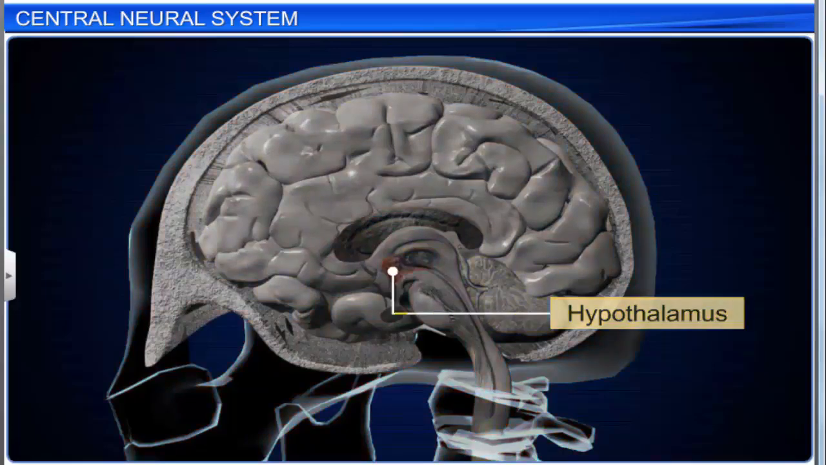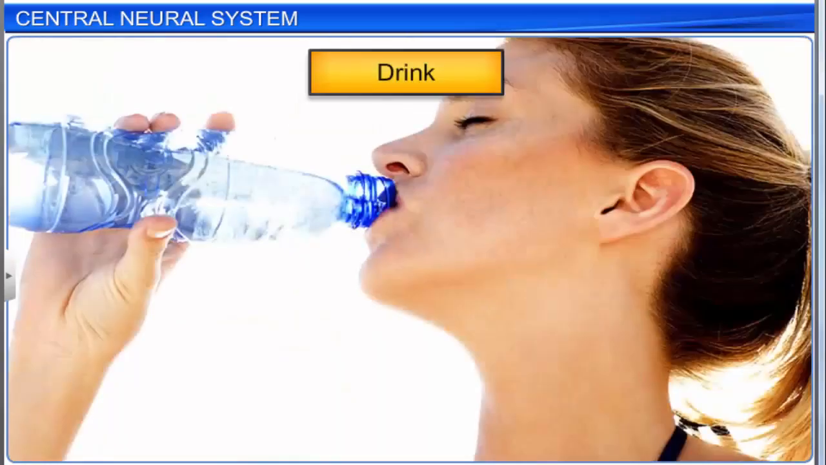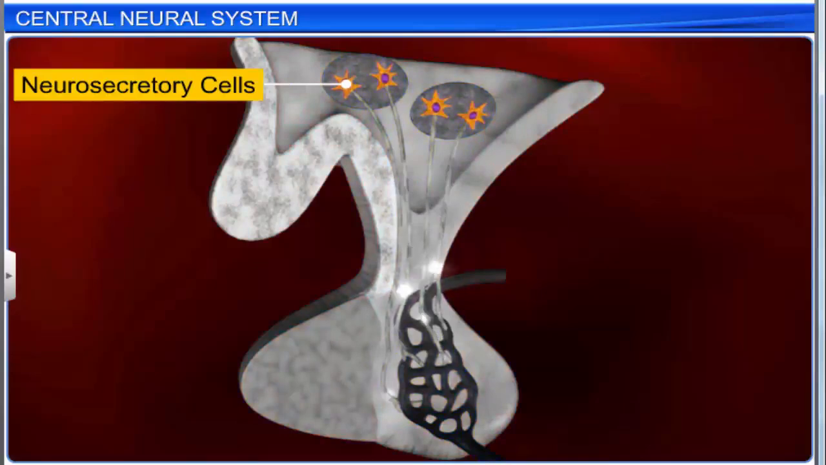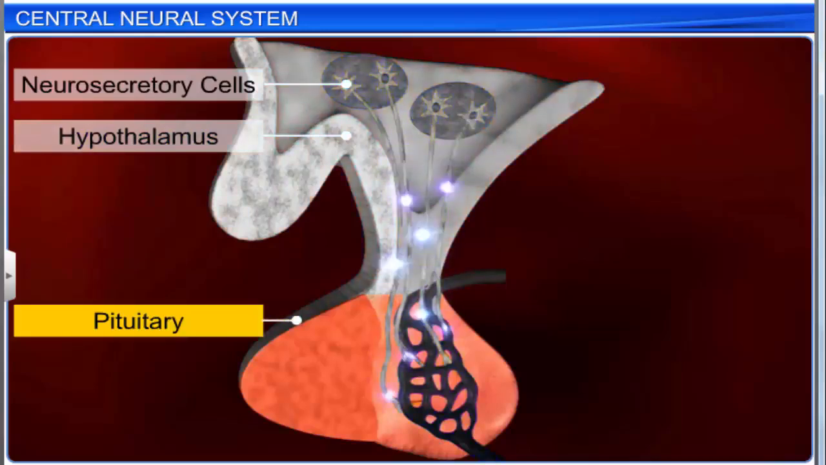The hypothalamus is situated at the base of the thalamus, and it contains the centers that control body temperature, the circadian rhythms, and the urge to eat and drink. Several groups of neurosecretory cells are also present in the hypothalamus, which secrete hormones that control the pituitary, which in turn controls the secretions of other endocrine glands.